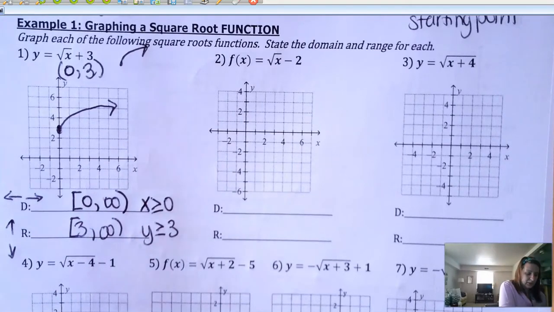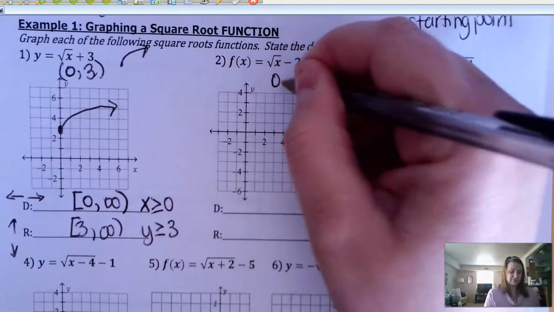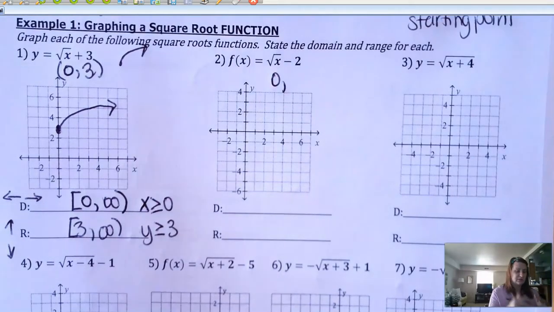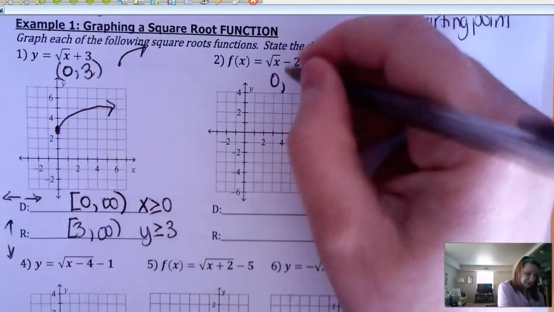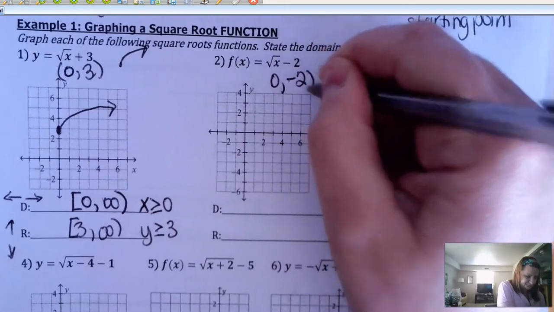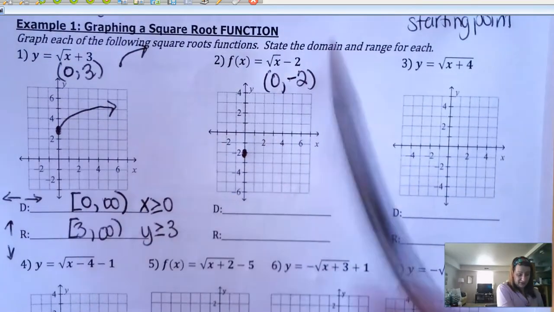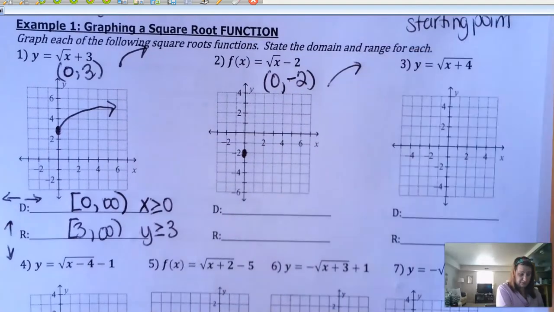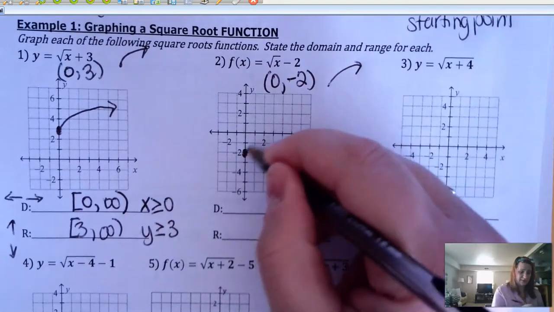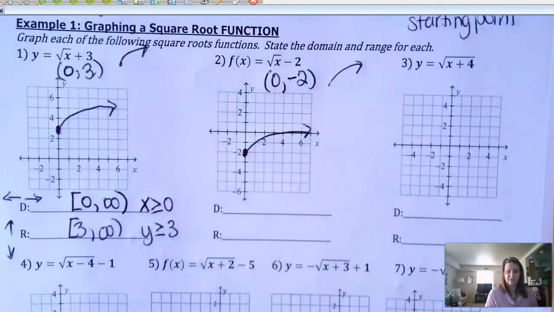Okay, so we'll do one more. Nothing inside with the x, so we're not shifting left and right. We got a -2. This is going to shift us down 2 units. So 0, -2. That's going to be my starting point. This is a positive square root of x, so it's the top half of that sideways U shape. So just a general shape. I'm not plotting specific points. I'm just looking for that general shape and the correct starting point.